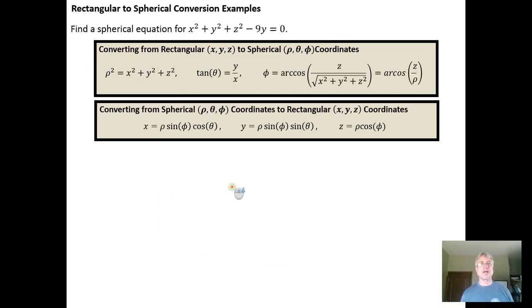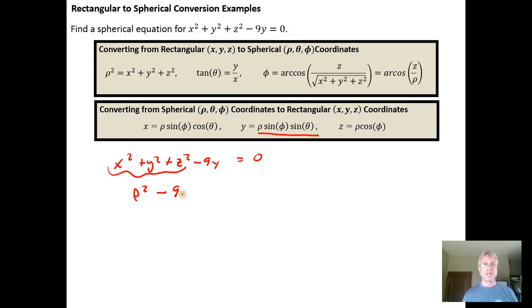So there's one example. Here's another equation, x squared plus y squared plus z squared minus 9 times y equals 0. Again, you'd want to look at this and right away notice that the sum of the squares of x, y, and z is just rho squared. So you can make a quick replacement there. Rho squared minus 9 times y, but y is just equal to rho sine phi sine theta. So replace that with rho sine phi sine theta, and this is equal to 0.